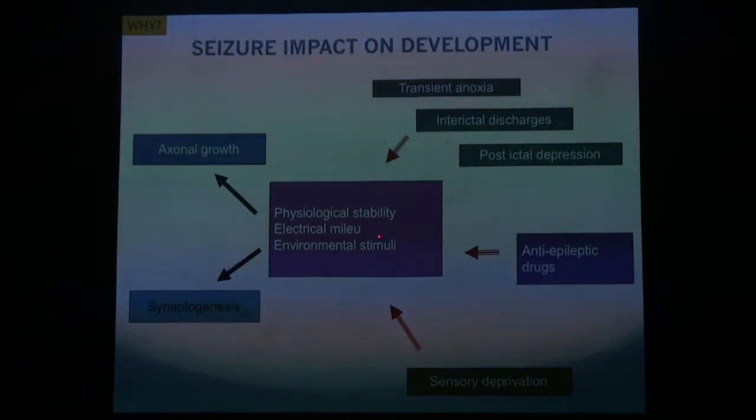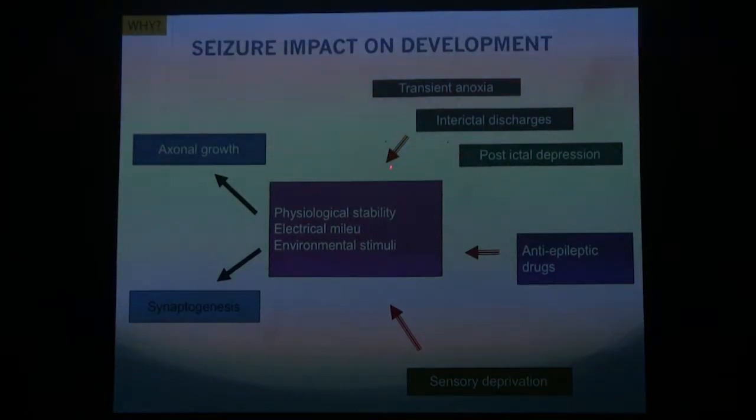So what do you need for development? You need some physiological stability. You need the electrical environment between the neurons to be stable. And most importantly, you need environmental stimuli, which means that we learn because we have experiences. And so this is very important.